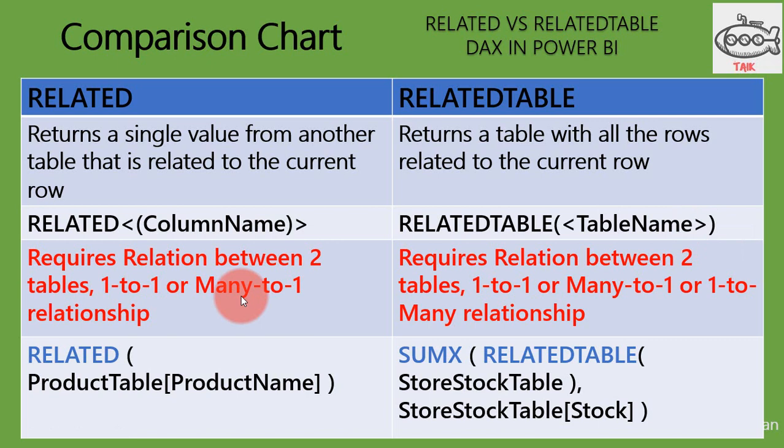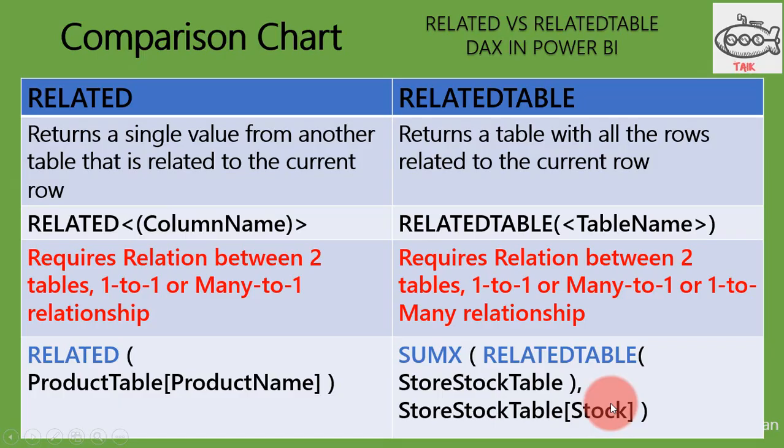RELATED requires a relationship between two tables, one-to-one or many-to-one, whereas RELATEDTABLE can work with one-to-one, many-to-many or one-to-many relationships. The syntax is RELATED of the product name, and for RELATEDTABLE, SUMX of RELATEDTABLE of the stock table, and then the stock.